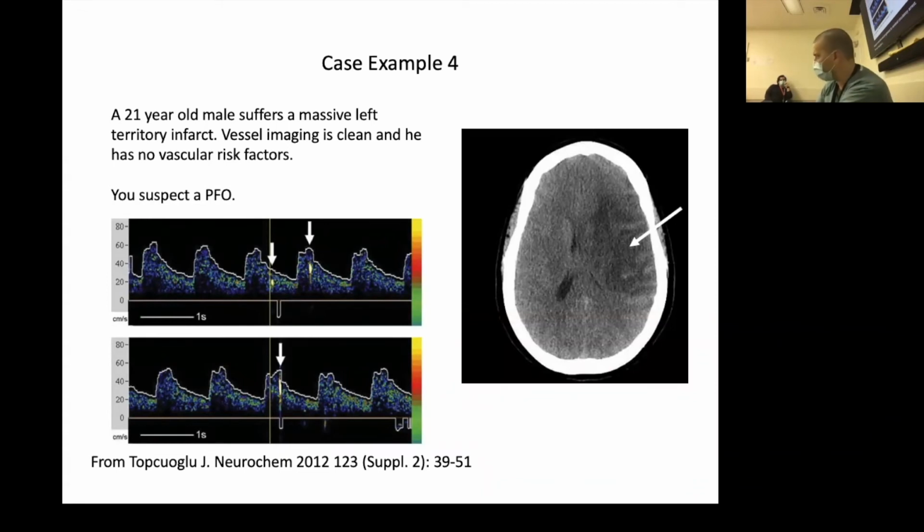not an uncommon one, and not the only use of detecting shunt, but in the cryptogenic stroke, so the stroke in a young person that does not have intracranial or extracranial dissection, does not have any vascular risk factors, you often start thinking about other things, and one of those other things that you think about is intracardiac shunt, in particular a PFO. And TCD is actually a little bit more sensitive than transesophageal echo at detecting intracardiac shunt.